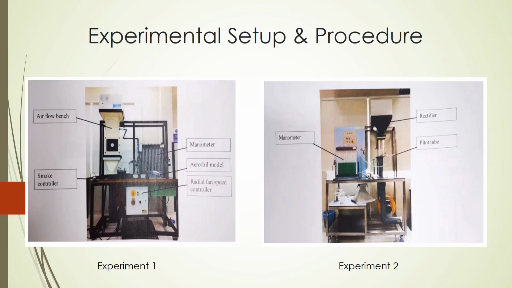Today I'm going to continue to present about the experimental setup and the procedure. This experiment consists of two different experiments, experiment 1 and 2. For experiment 1, the crucial things in this setup are the airflow bench, smoke controller, manometer, aerofoil model, and the radial fan speed controller. While for experiment 2, the crucial things are the manometer, rectifier, and the pitot tube.